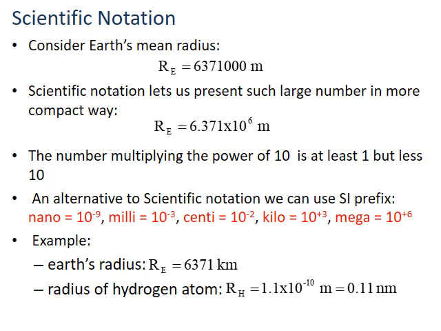Now, if we compare that, for example, to the radius of the hydrogen atom, this is on the other end of the spectrum. It's a very, very small radius. We wrote it as 1.1 times 10 to the negative 10 meters. Instead, I could write it as 0.11 nanometer, or I could write it as 1.1 times 10 to the negative 10. That's the scientific notation. Both notations reflect how accurate my measurement is.